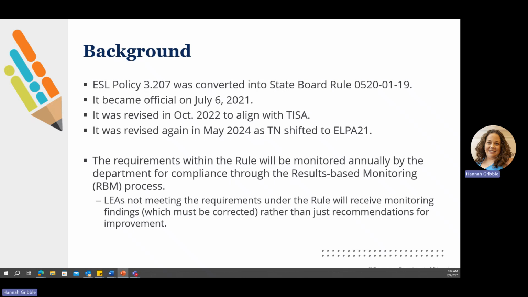The requirements within the rule are monitored annually by the Department for compliance through the results-based monitoring process. LEAs not meeting requirements under the rule will receive monitoring findings, which must be corrected, rather than just recommendations for improvement. This also applies to the policy, as the rule refers to policy.